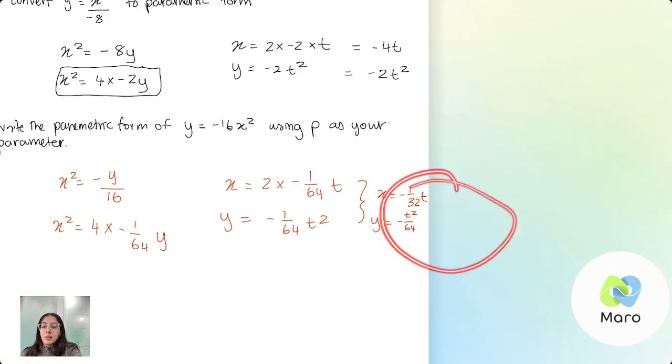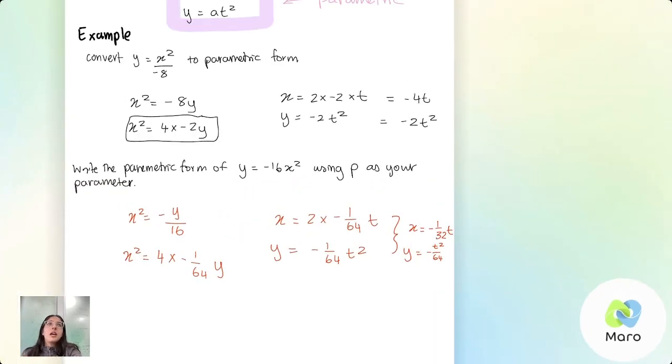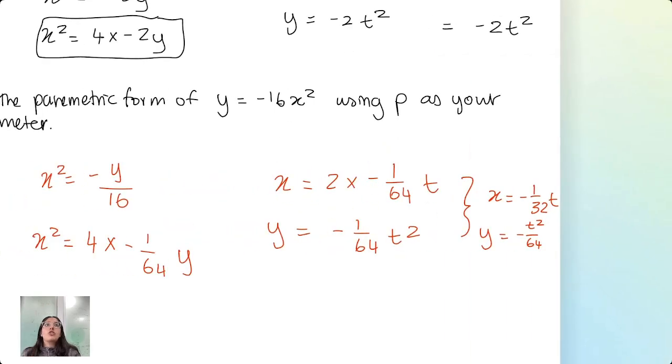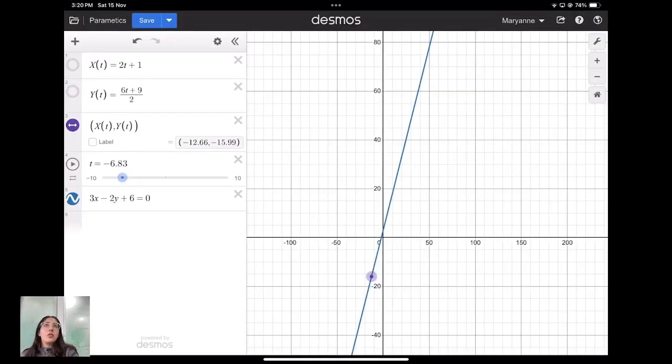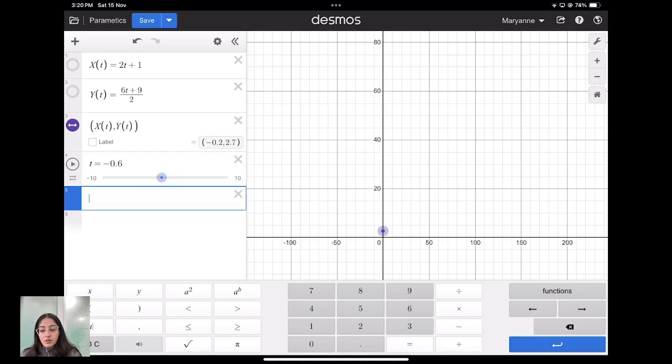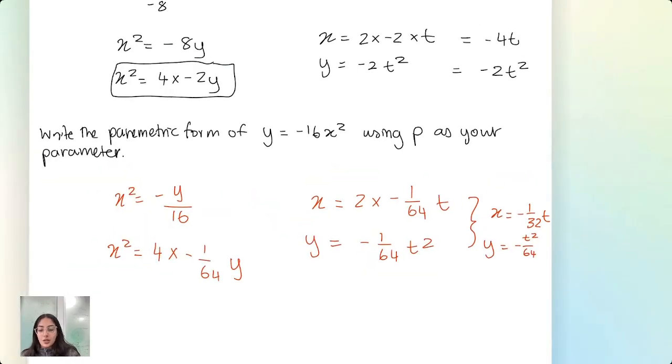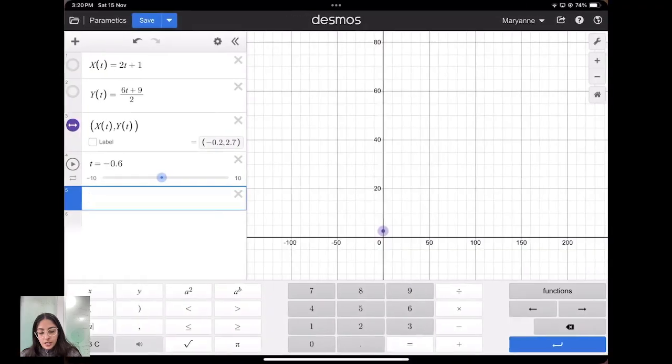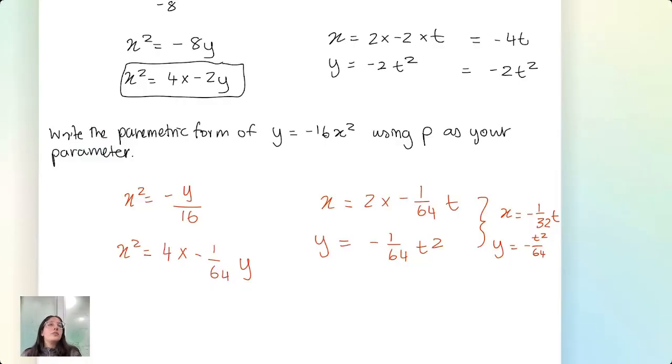So for the last time, I'm going to show you one more example of this, just so that everyone has it in their brain how to do it. So what I want you to do is compare the Cartesian form and the parametric form that you got. We're going to start by comparing the Cartesian form, and in order to do that, you're just going to write the Cartesian form. So y equals negative 16x squared. Then you're also going to write the parametric form. So you're going to write your x was negative 1 on 32t.